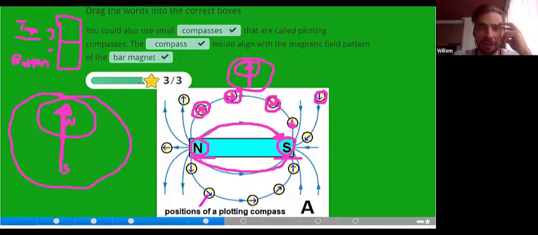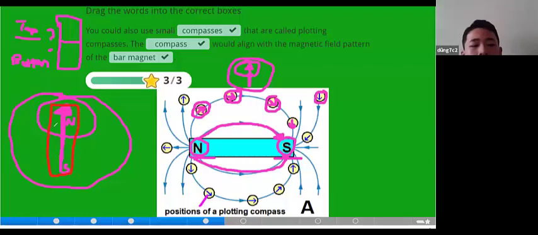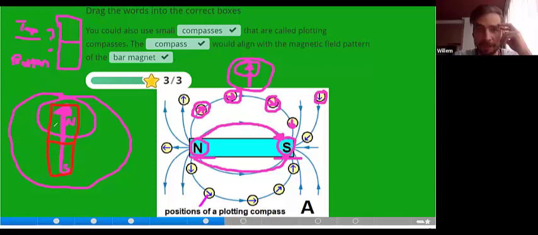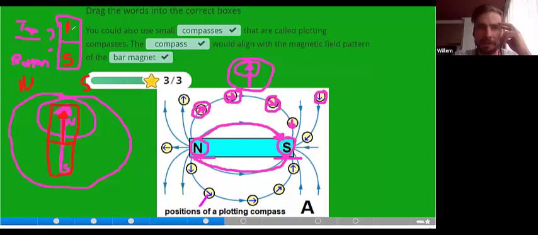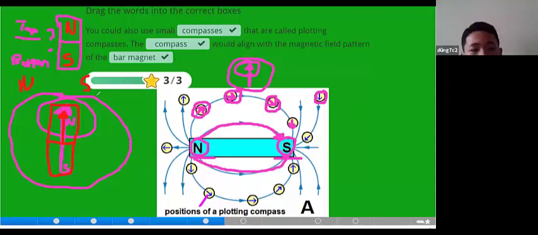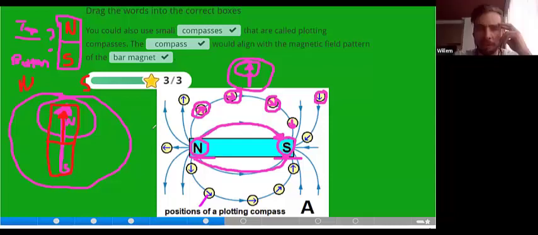So imagine a compass is a bar magnet. Now tell me, where is the north point attracted to? Is it attracted to north or to the South Pole? South. Good. So this would be the South Pole and this would be the North Pole. Okay.